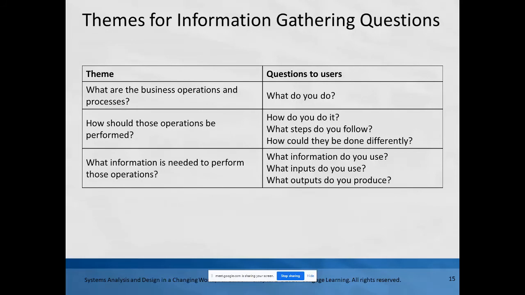And then finally, a theme of what information is needed. Because again, with most information systems, it really boils down to information, the data itself. So what information do you use? What inputs do you use? What outputs do you produce? These are types of questions you might ask for that.